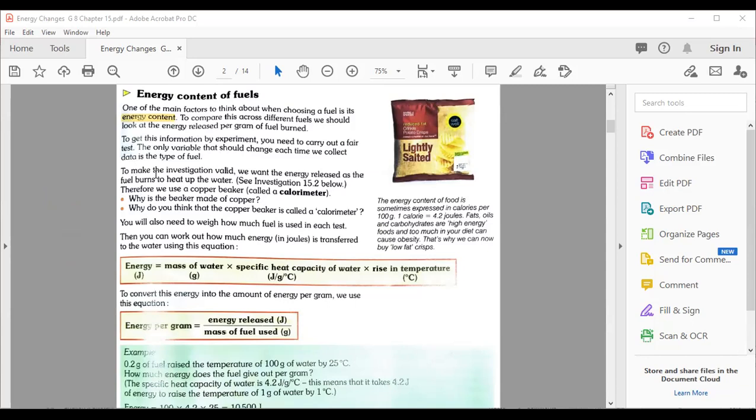So let's see. Fuel burns to heat up the water. See investigation 15.2 below. Therefore, we use a copper beaker, which we name a calorimeter. Before going there, I'm going to share a screen with you so you can know about the calorimeter. What is a calorimeter?